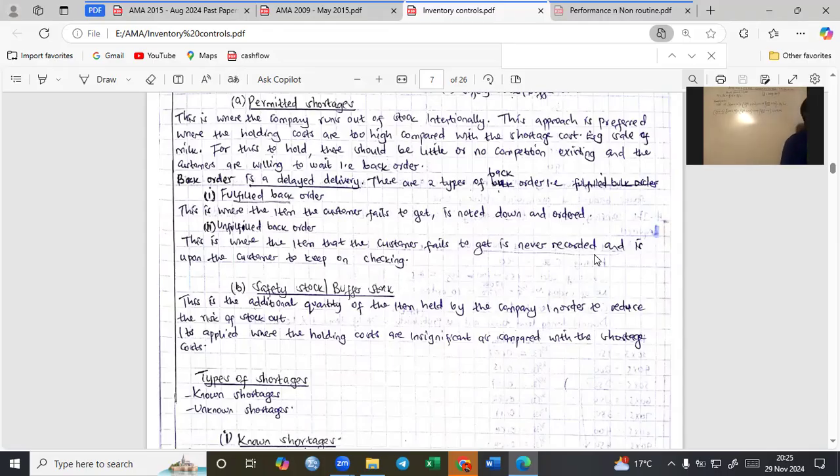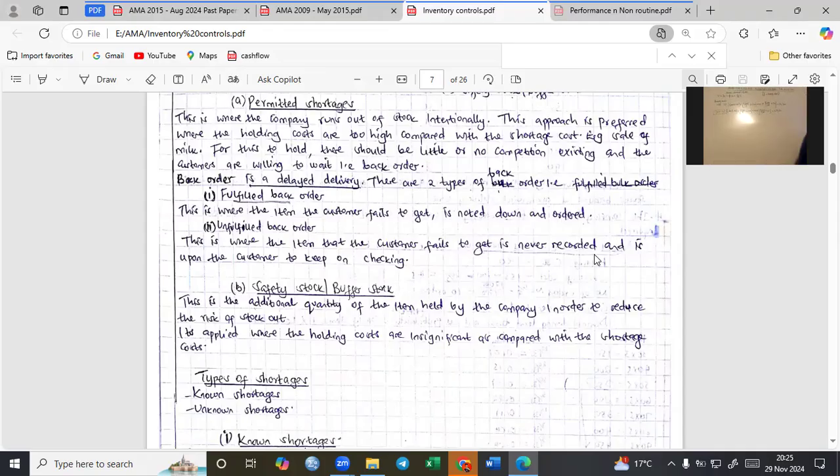Then unfulfilled order. This is where the item that the customer fails to get is never ordered, and it is upon the customer to keep on asking or keep on checking if the company has bought it. So for fulfilled, if you go to a shop to buy something and it is not there, they take your number, tell you let us order, and when it arrives you come for it. The other one, unfulfilled, is where you go to a shop and find the item is not there, they tell you to confirm at any time, but they will not make an order until you keep on checking from time to time.